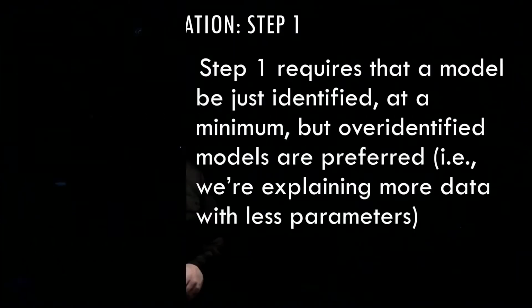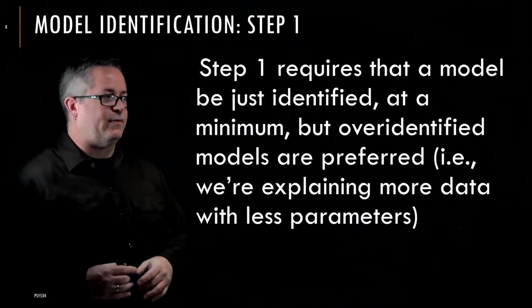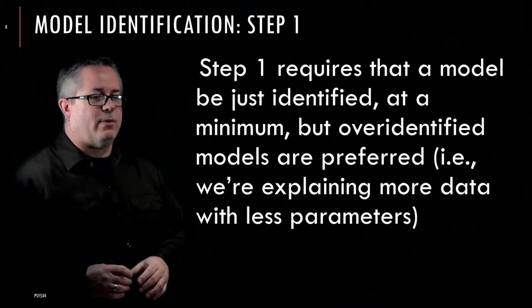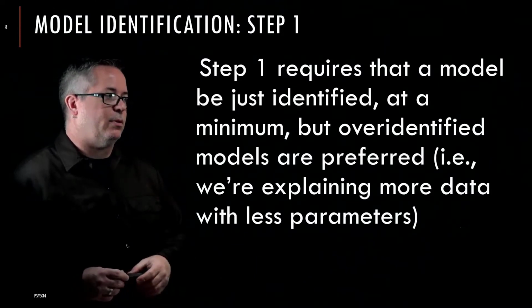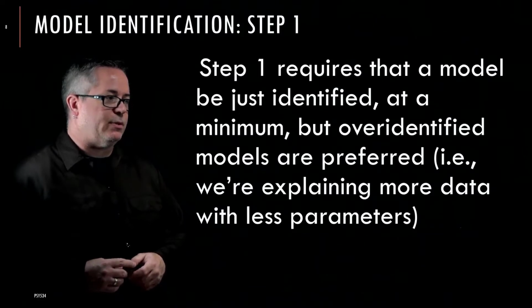If it's a really simple model, you only have a couple things, you're doing some kind of regression, then a just identified model is fine. It's just if you actually want to look at model adequacy, like is your model really doing a good job, then you have to have some degrees of freedom, which means you have to have an over-identified model. Step 1 requires that a model be at least just identified, but over-identified models are preferred, and we're trying to explain more data with fewer parameters. That's sort of the goal, data reduction.